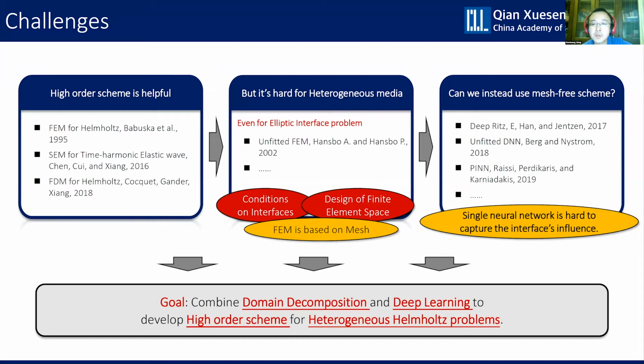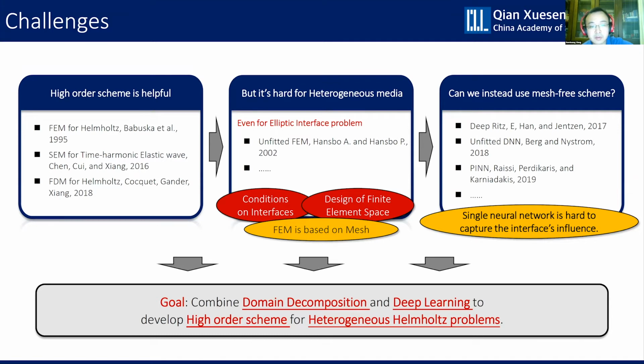But we also found that a single neural network is very hard pressed to capture the interface influence, because for the interface problem, for example, the derivative of the solution across the interface is not continuous. But if we use only a single neural network, for example with an activation function like tanh or sigmoid, the solution is continuous.